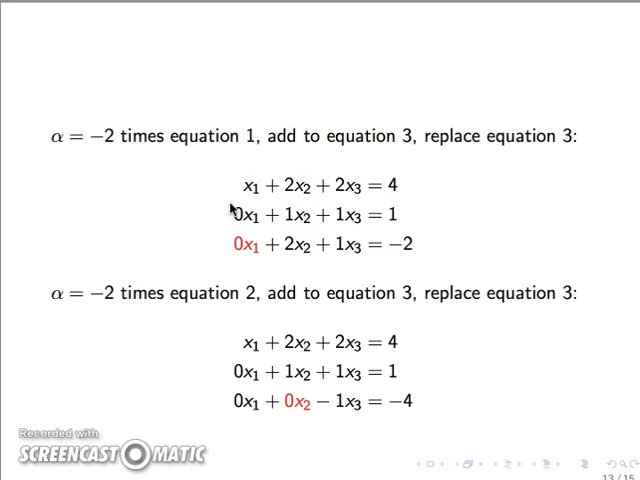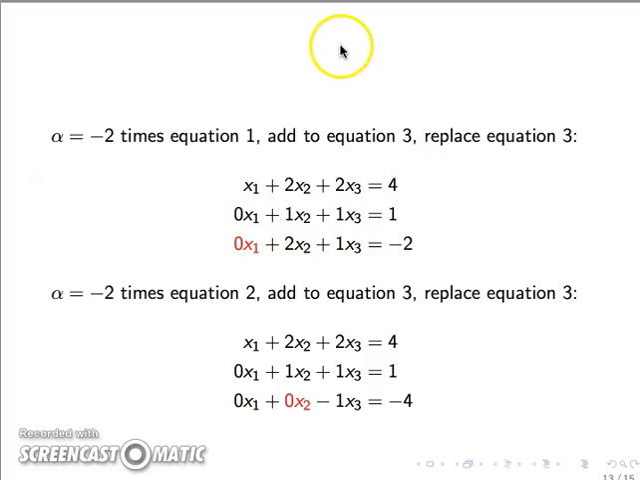What we do next is now we're going to work with the second equation, and we're going to multiply equation 2 by the non-zero number alpha, and alpha is minus 2. In other words, multiply equation 2 by negative 2 and add that to equation 3. So this is referring to this system here: multiply equation 2 by negative 2.